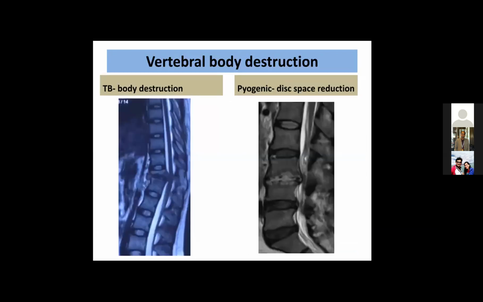Coming to vertebral body destruction, as I said earlier, vertebral body destruction and kyphotic deformity are more commonly seen in tuberculosis infection than in pyogenic infection. In pyogenic infection, most of the patients come to us when there is just a disc space collapse.